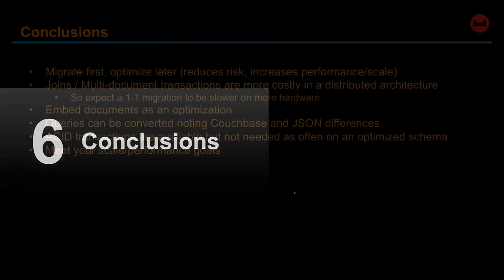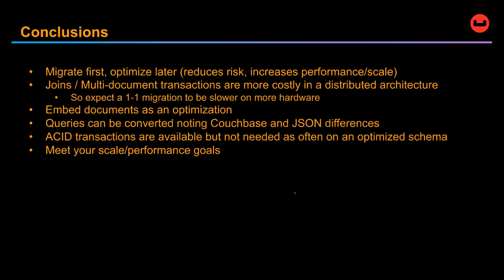All right, so what should we conclude? Well, migrate first, optimize later, reduces risk while increasing performance and scale over just hosting it. Joins and multi-document transactions are more costly in a distributed architecture, so expect a one-to-one migration. If we just host and change our SQL queries as little as possible, change our object model as little as possible, we could expect it to be slower on more hardware.